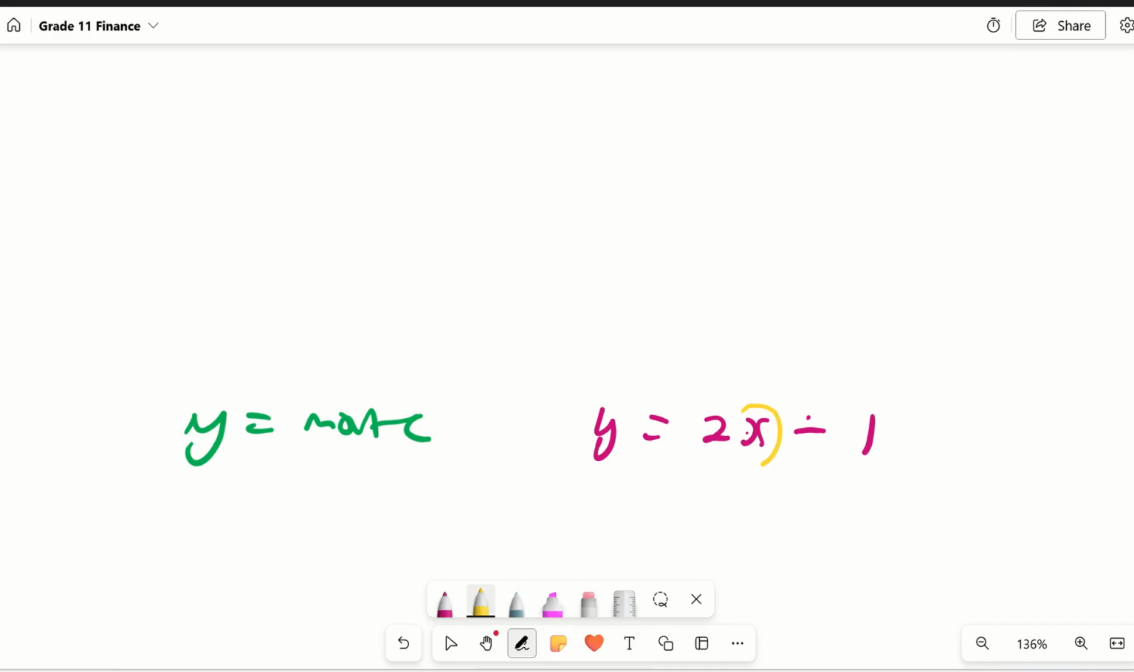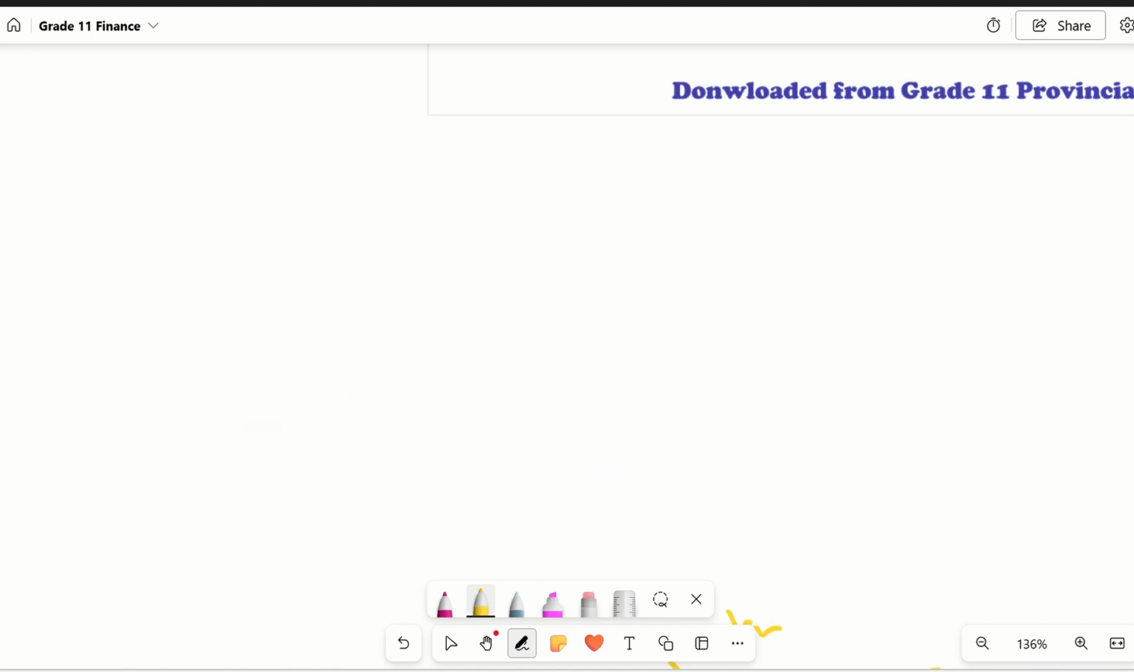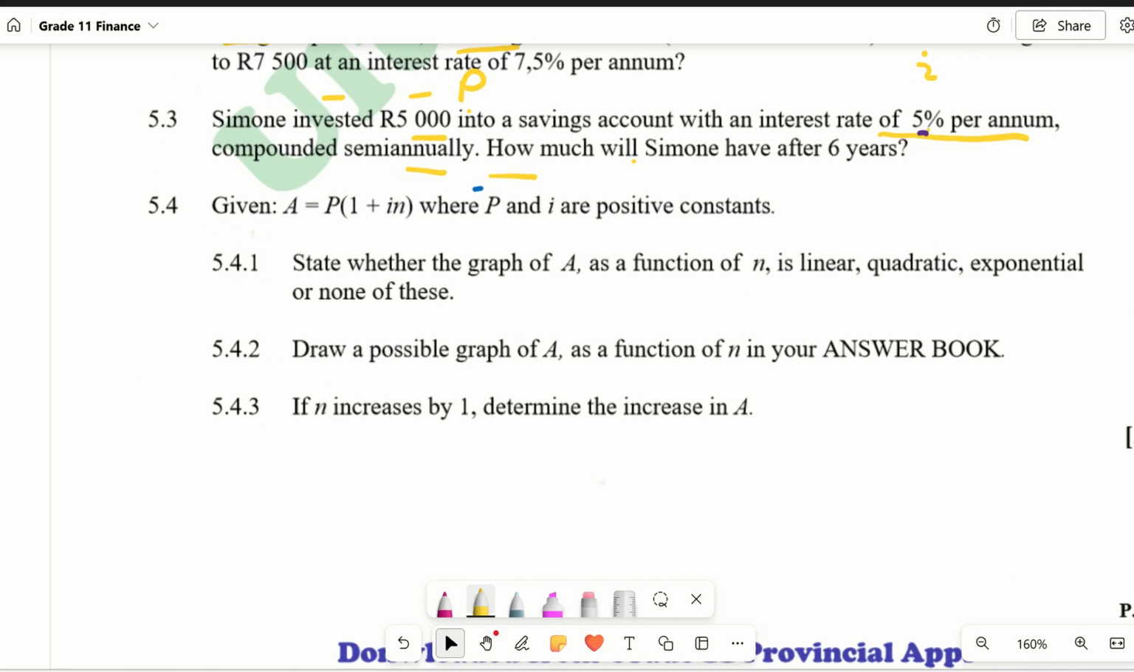So this is a variable. This is a constant. This is also a constant, or the coefficient of x. So you need to be careful there. This is also a variable. Sharp, sharp. Let's attack this question.